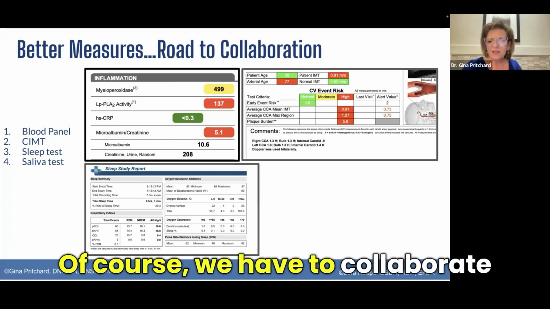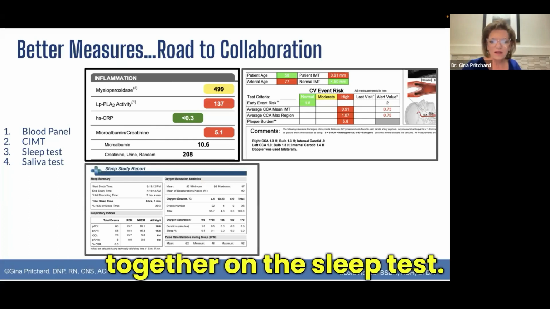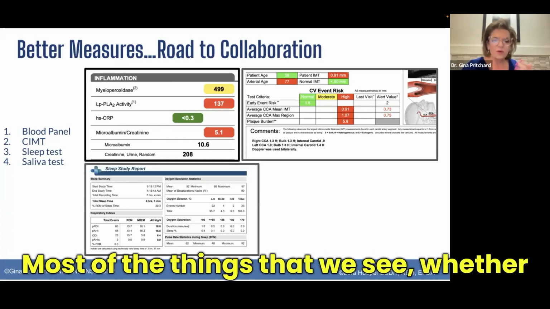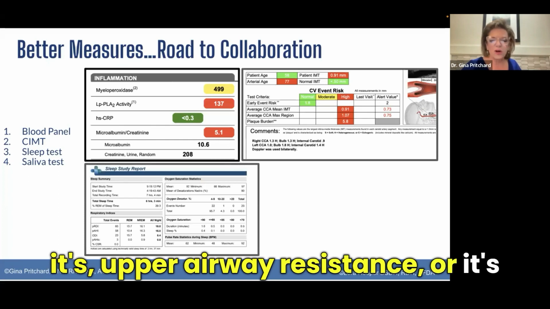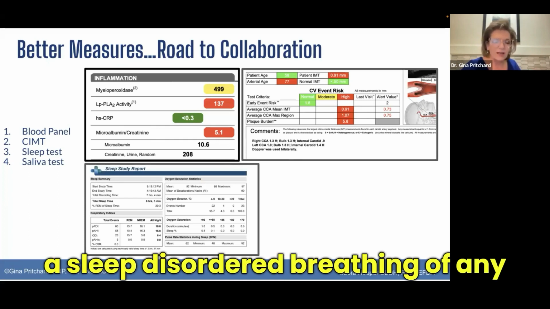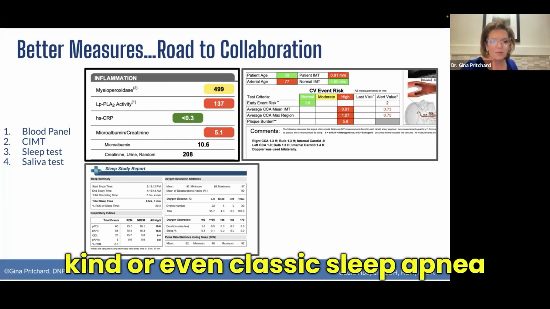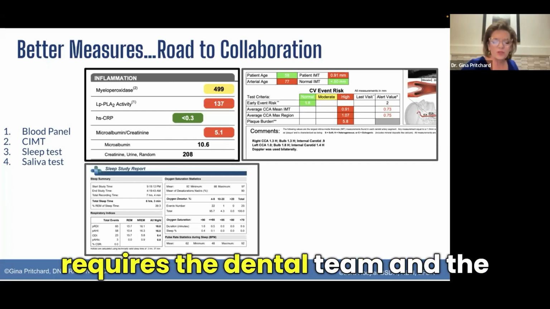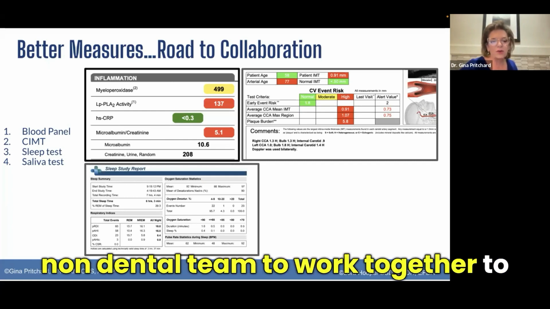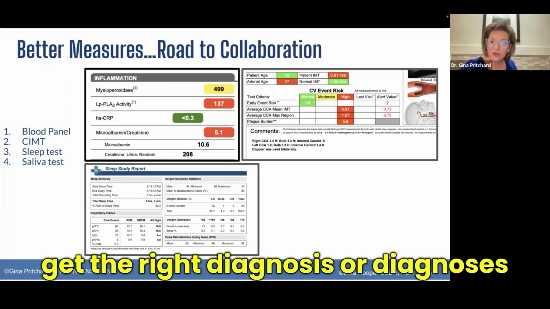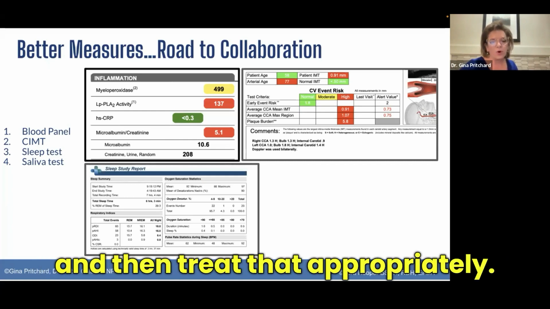Of course, we have to collaborate together on the sleep test. Most of the things that we see, whether it's upper airway resistance or it's sleep disordered breathing of any kind, or even classic sleep apnea, requires the dental team and the non-dental team to work together to get the right diagnosis or diagnoses and then treat that appropriately.